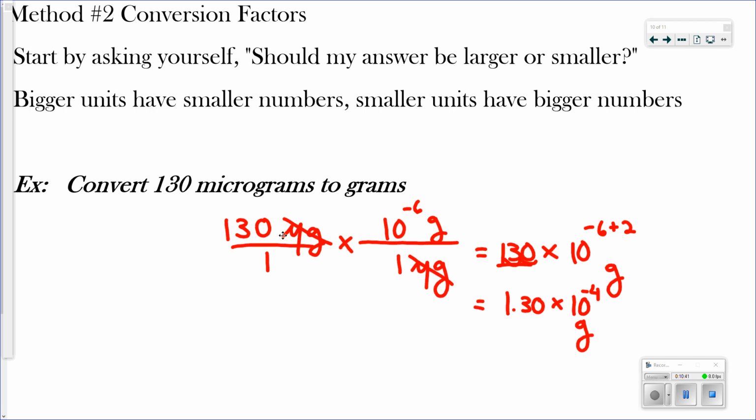And that's the conversion factor method. When I say conversion factor, that's your conversion factor. Conversion factor is just a fancy name for a fraction or ratio.